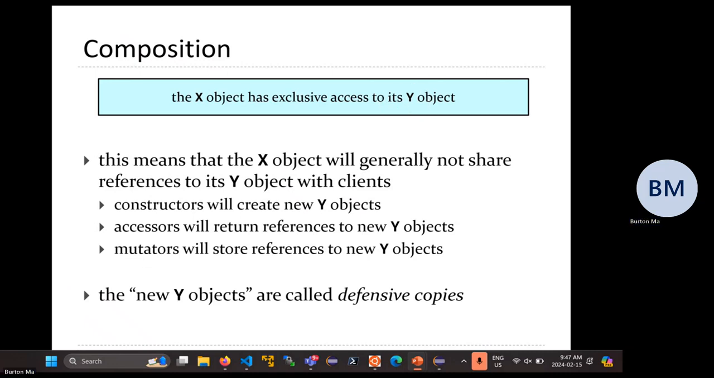And so if you can't hand out a reference to that internal object, whenever you need to, for example, return a reference to that Y object, you have to make a copy of that object. So everywhere you see new Y object, all of those new Y objects are copies. And those things are called defensive copies. Defensive because you can't afford to release a reference to the actual Y object itself.